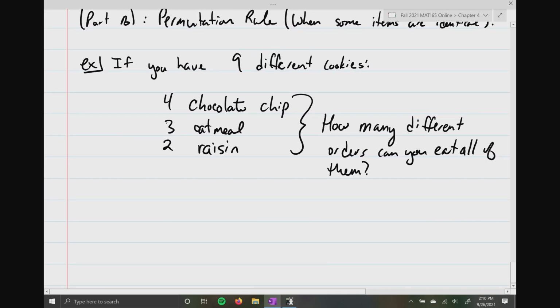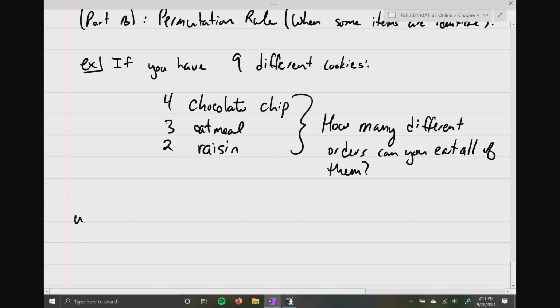All right. So in this situation here, order still matters. However, you have cookies that repeat themselves. You have the same type of cookie. So we have 4 chocolate chip, 3 oatmeal, and 2 raisin. Now, in order for us to do this, like I said, we're going to use what we call a permutation rule when items are identical. All right. And that rule looks like this.